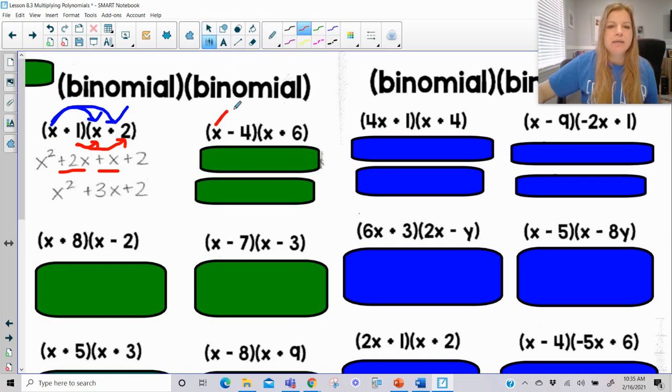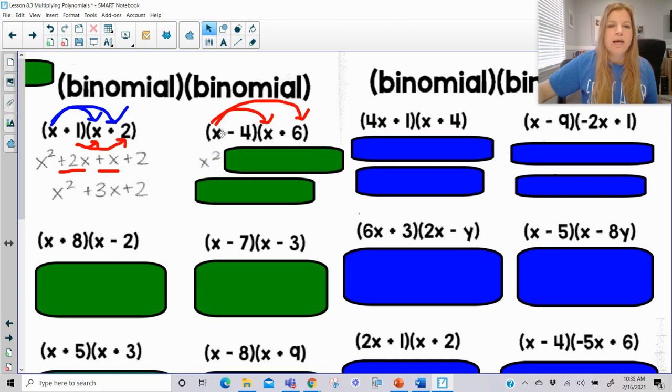So x times x, and then x times 6. So x times x is x squared. x times 6 is 6x. Then I distribute my negative 4. So negative 4 times x and then negative 4 times 6. So negative 4 times x is negative 4x. Negative 4 times 6 is negative 24.